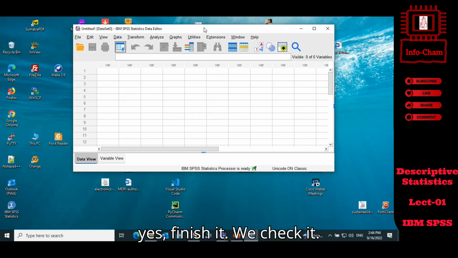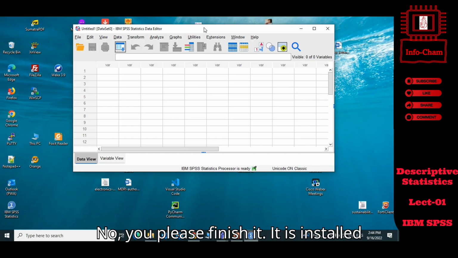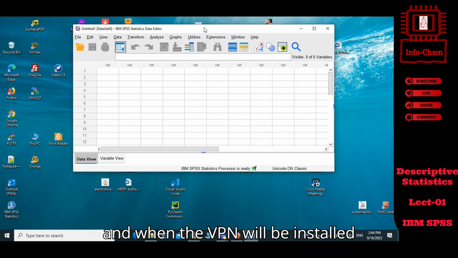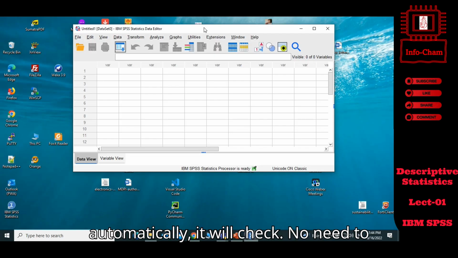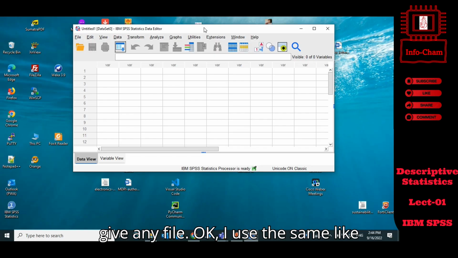Yes, finish. We will check it. No, please finish it. It is installed, and when the VPN is connected, it will automatically check. No need to give any file. Okay, I used the same as you before.